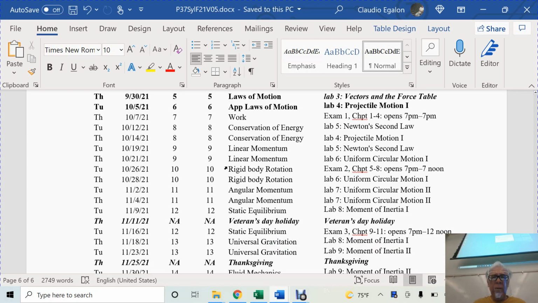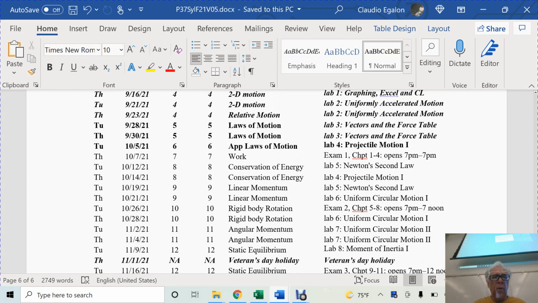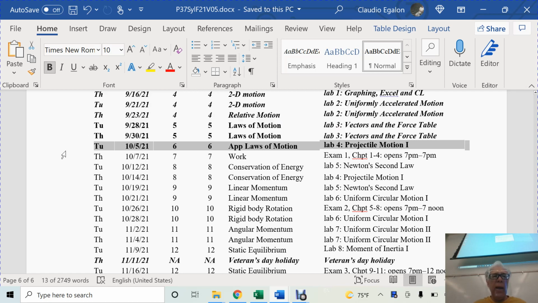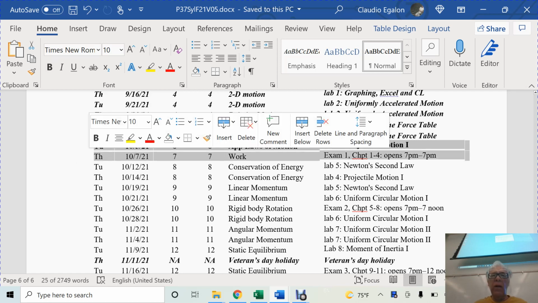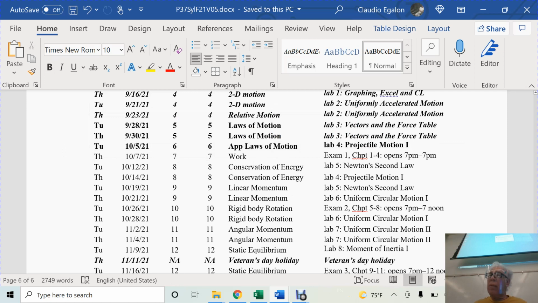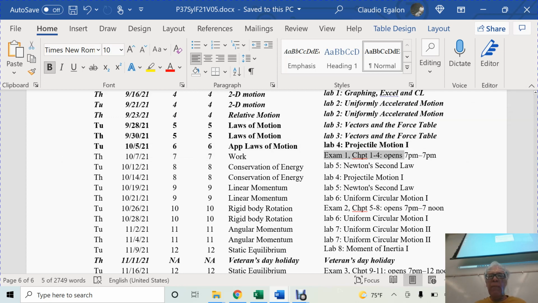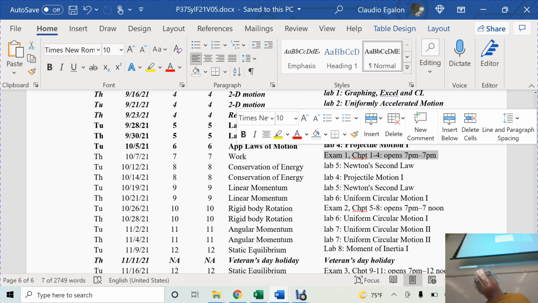According to this syllabus, we are going to have a lab today on Tuesday. It's going to be projectile motion, and an exam on Thursday. Tuesday students are going to have a lab today, but Thursday students will not have a lab Thursday, okay? And eventually, the Thursday students are going to catch up with the Tuesday students.